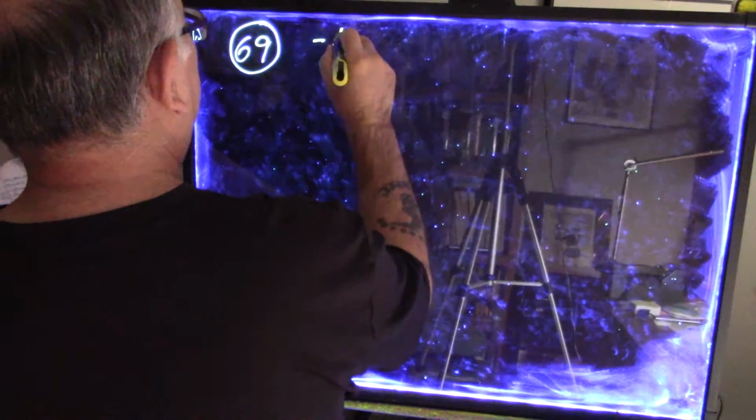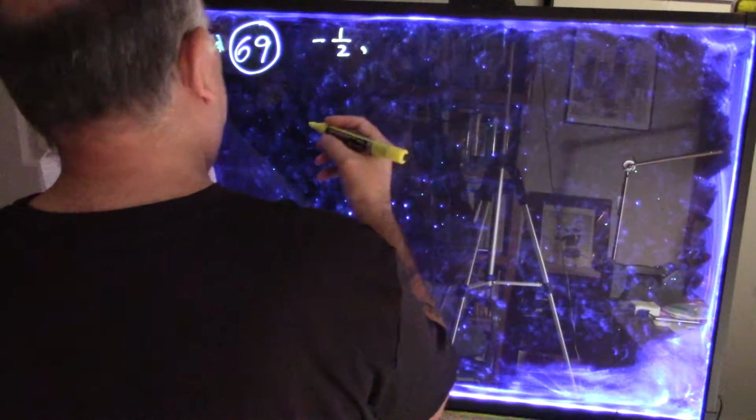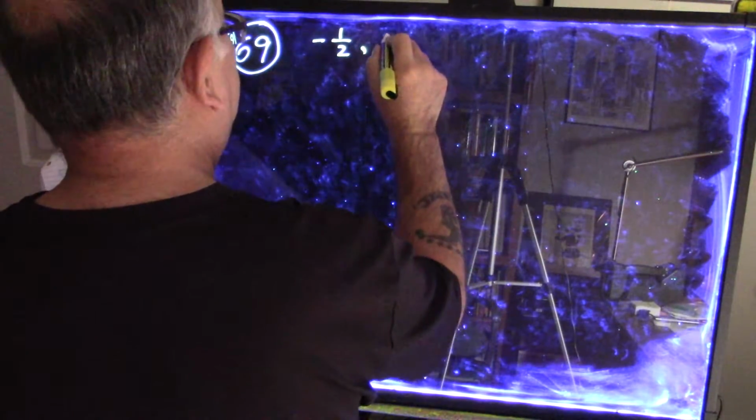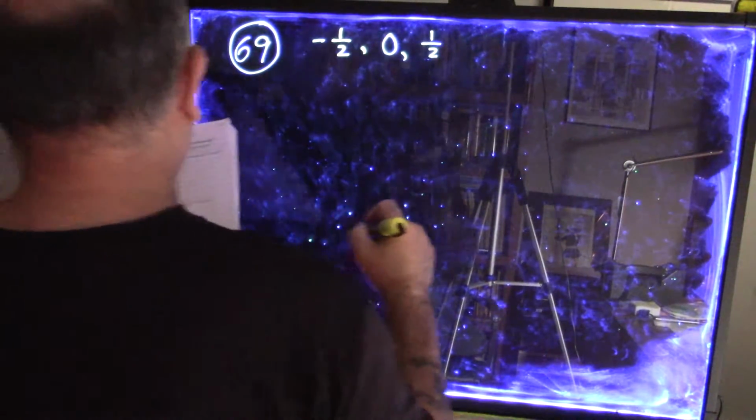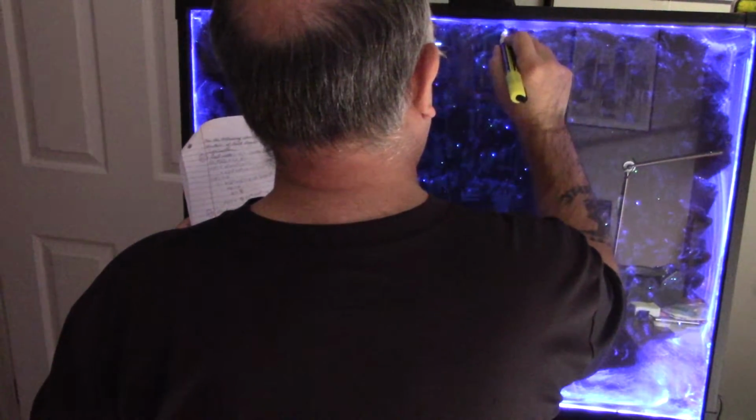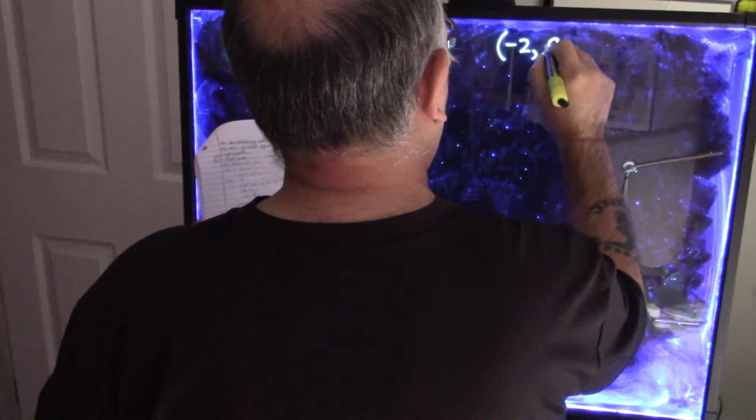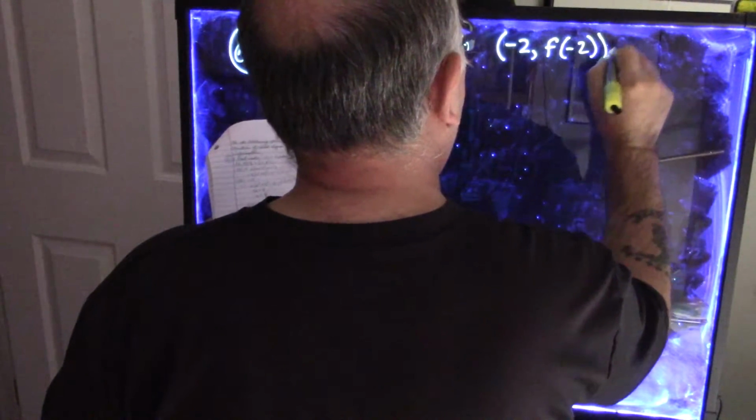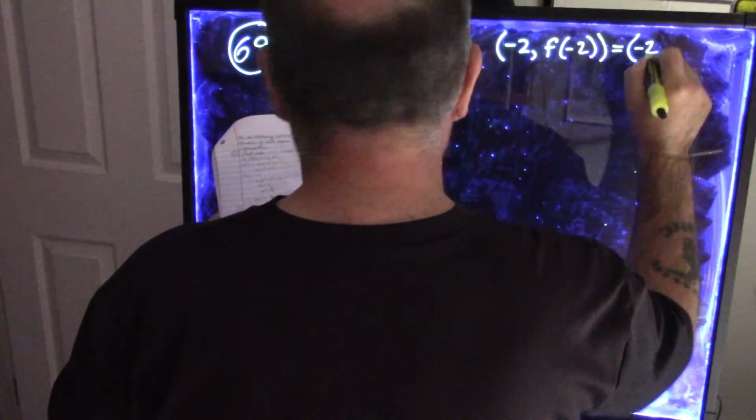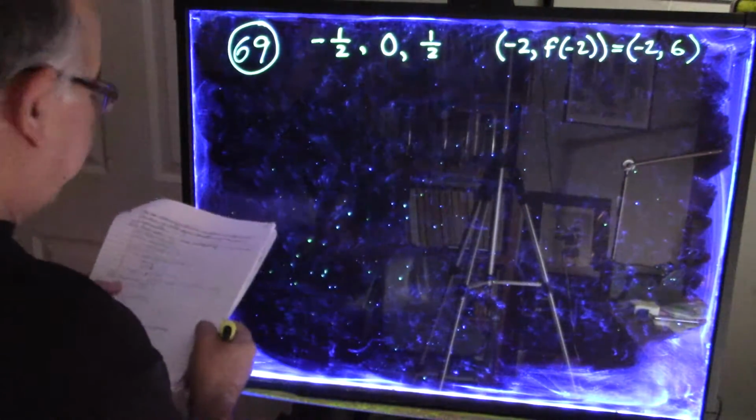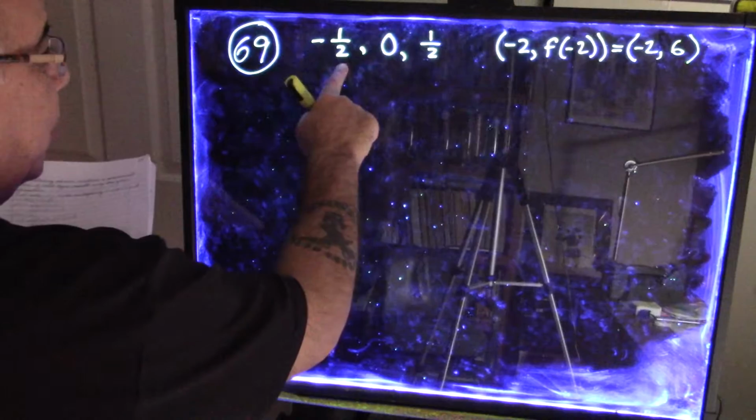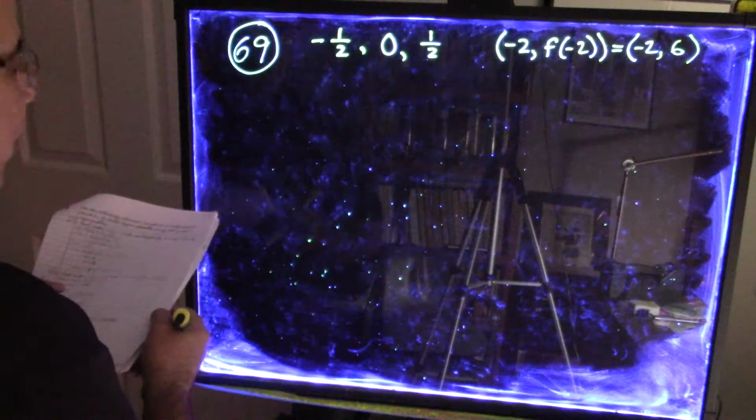Okay, 69. We have the real roots -1/2 and 0 and 1/2. And we also have f of -2 is equal to 6. They don't mention multiplicities, so we assume they're all multiplicity 1.